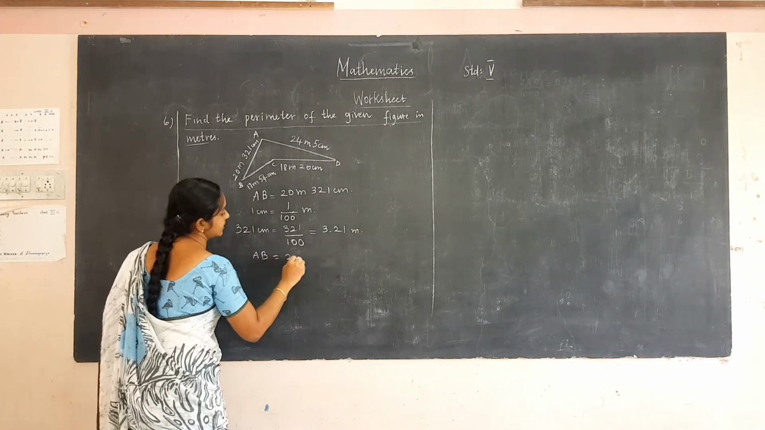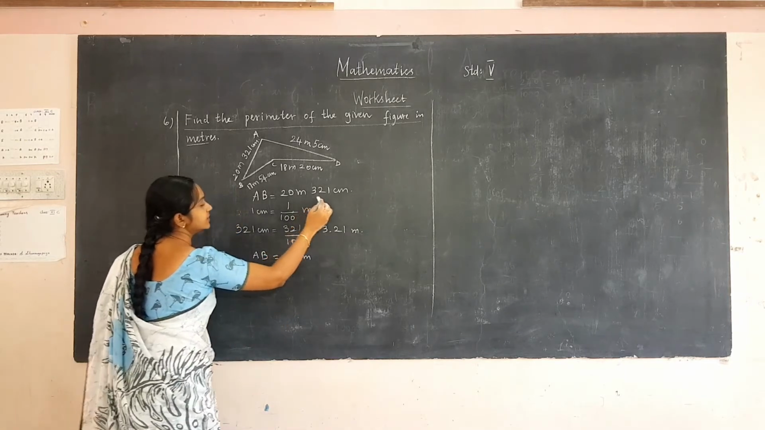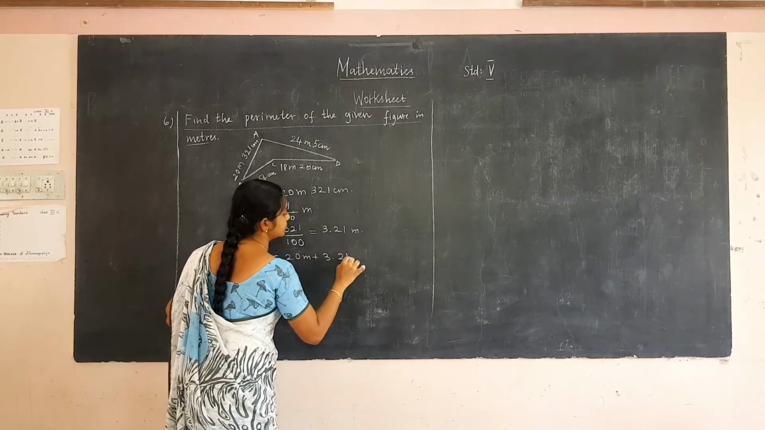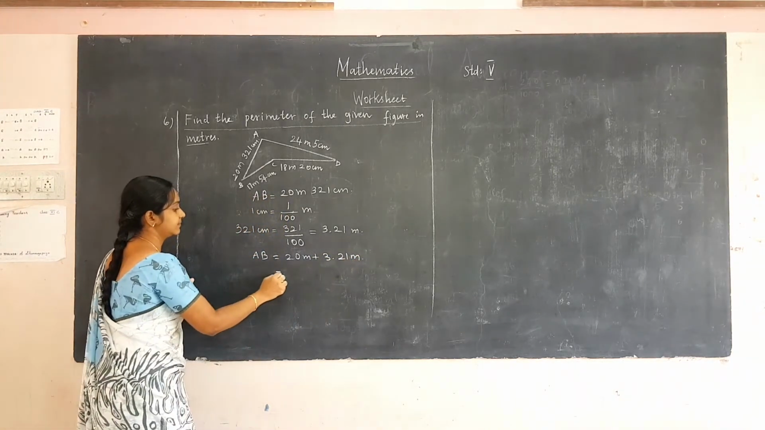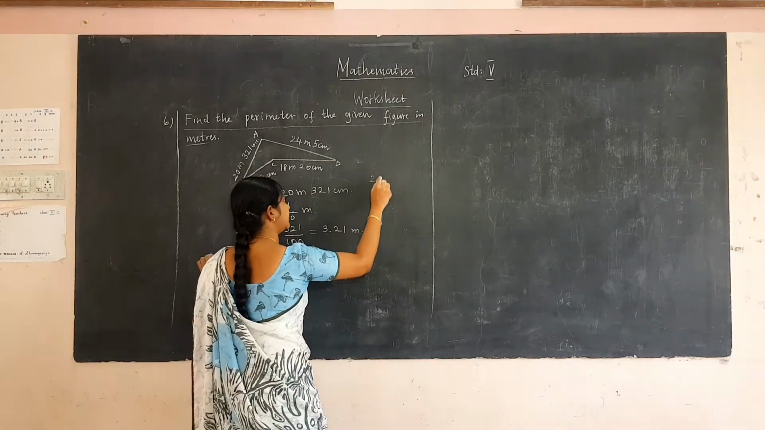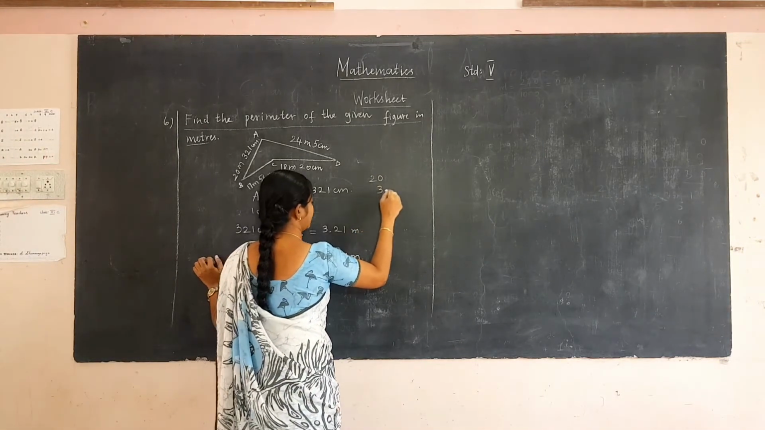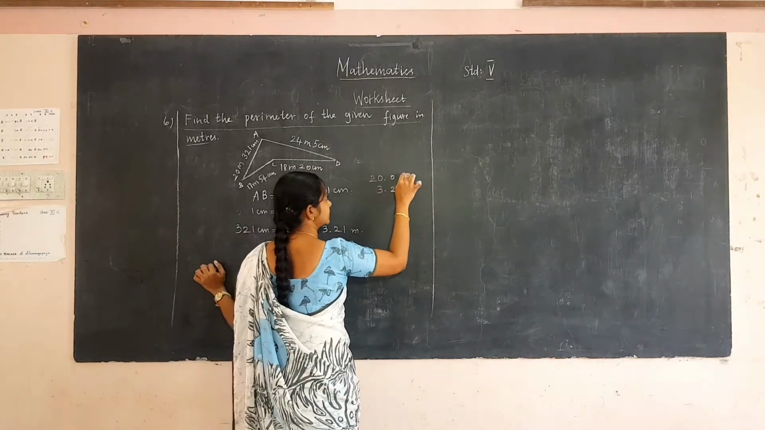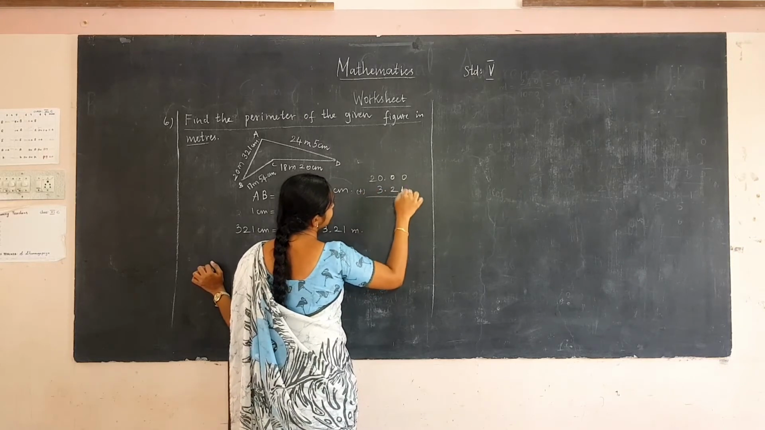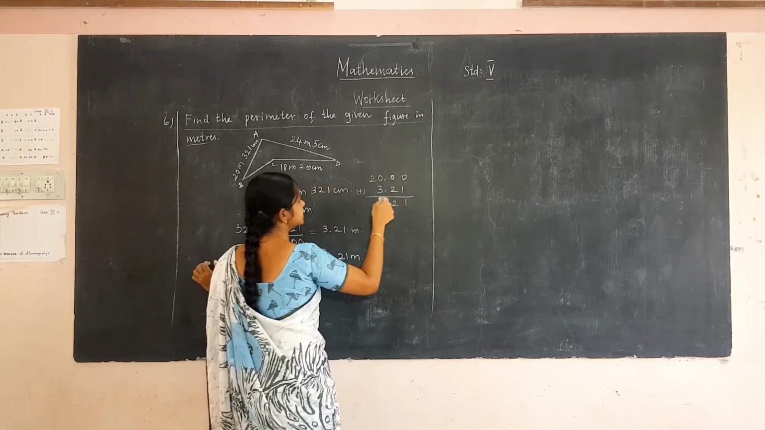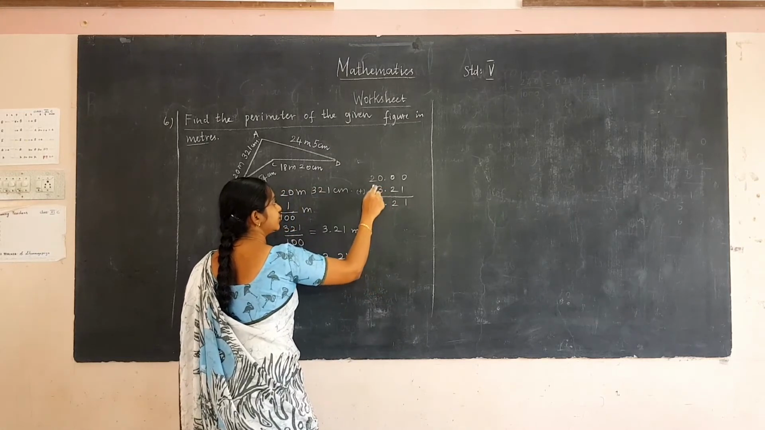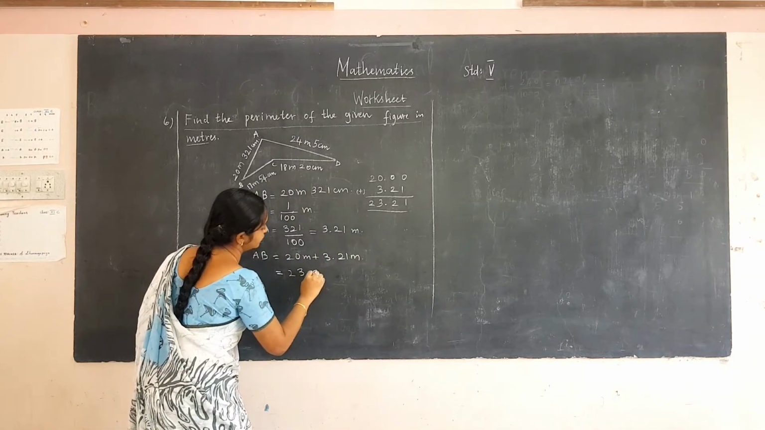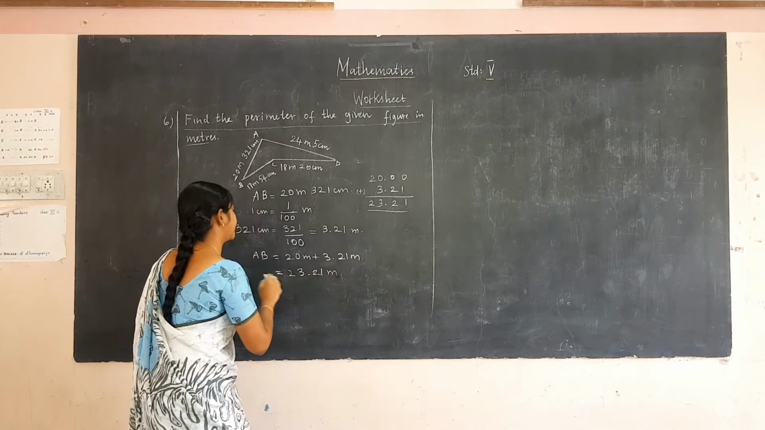AB is given as 20 meter and we converted 321 centimeter into 3.21 meter. So let us add them. 23.21. Convert them into like decimal by putting zeros. Now add 0 plus 1 is 1, 0 plus 2 is 2. Keep the decimal point. 0 plus 3 is 3. Here we don't have any number, so write 2 as it is. So it is 23.21 meter.